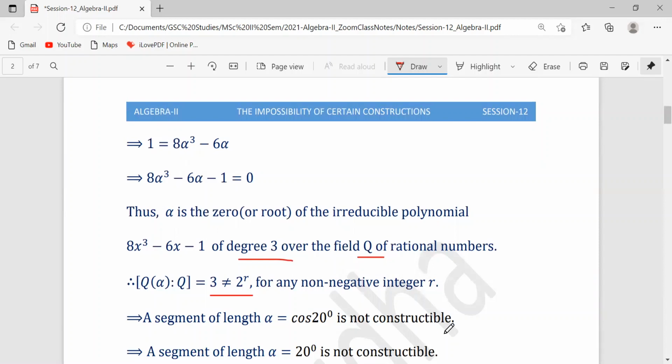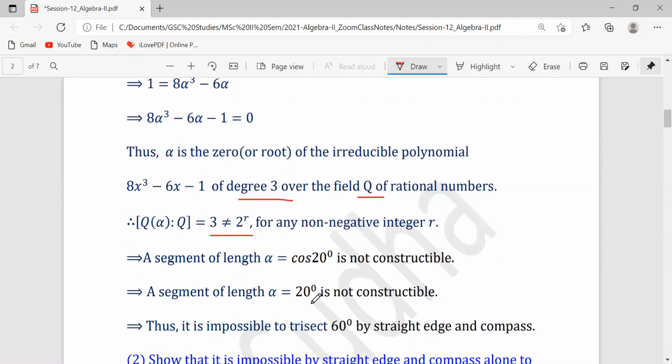This we have seen in one of the theorems which we studied in the previous session. That is, if Q of alpha over Q has degree n and n is not equal to any power of 2, then this alpha is not constructible. Therefore, alpha equal to cos 20 is not constructible, hence 20 degrees is not constructible. And therefore, it is impossible to trisect 60 degrees by straight edge and compass.